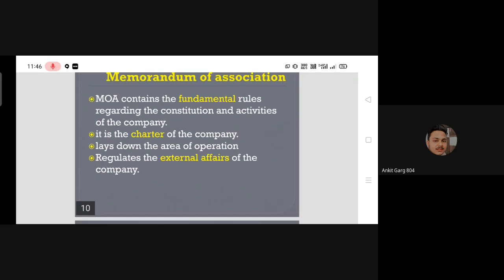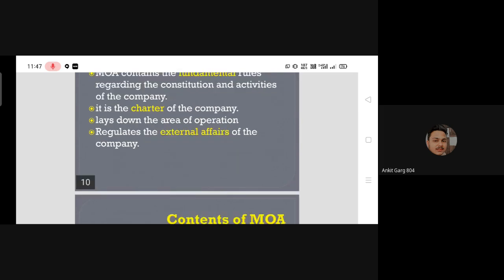Memorandum of Association contains the fundamental rules regarding the constitution and the activities of the company. So, what actually is the Memorandum of Association? It contains all the fundamental rules regarding the activities, what the company has to perform, what actually its business is. It is the charter of the company. It lays down the area of operations. Area of operations means the jurisdiction under which the company has to perform its operations. It regulates the external affairs of the company.